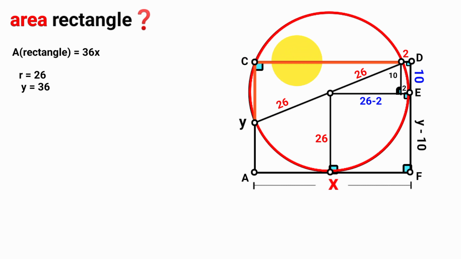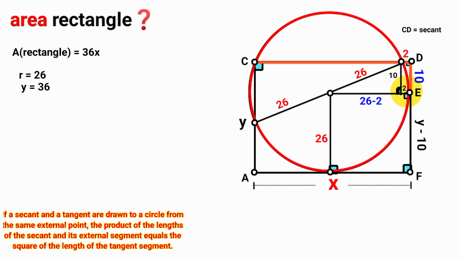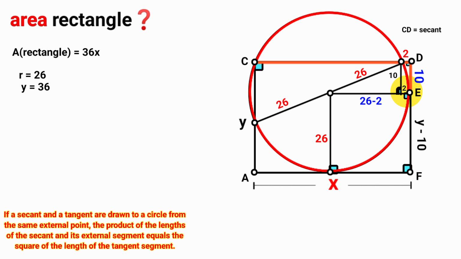Now look at this line here. It starts from this point on the circumference to this other point and continues out of the circle. That means it is a secant line. It intersects with this line here, which is a tangent at this point. From the circle theory, there is the secant-tangent theorem that states when a secant and a tangent of the same circle meet at an external point, the product of the length of the secant and the length of its external segment must be equal to the square of the length of the tangent segment.